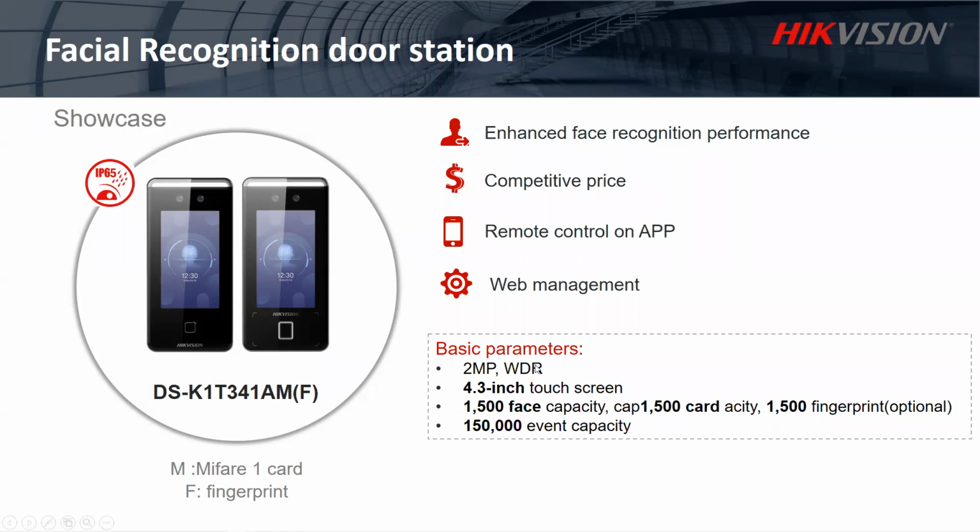The basic parameters are 2 megapixel with WDR and a 4.3-inch touch screen with less capacity of storing faces and cards, up to 1500, as you can see here, and up to 1500 fingerprints as well. It can store up to 150 event capacity inside the unit.